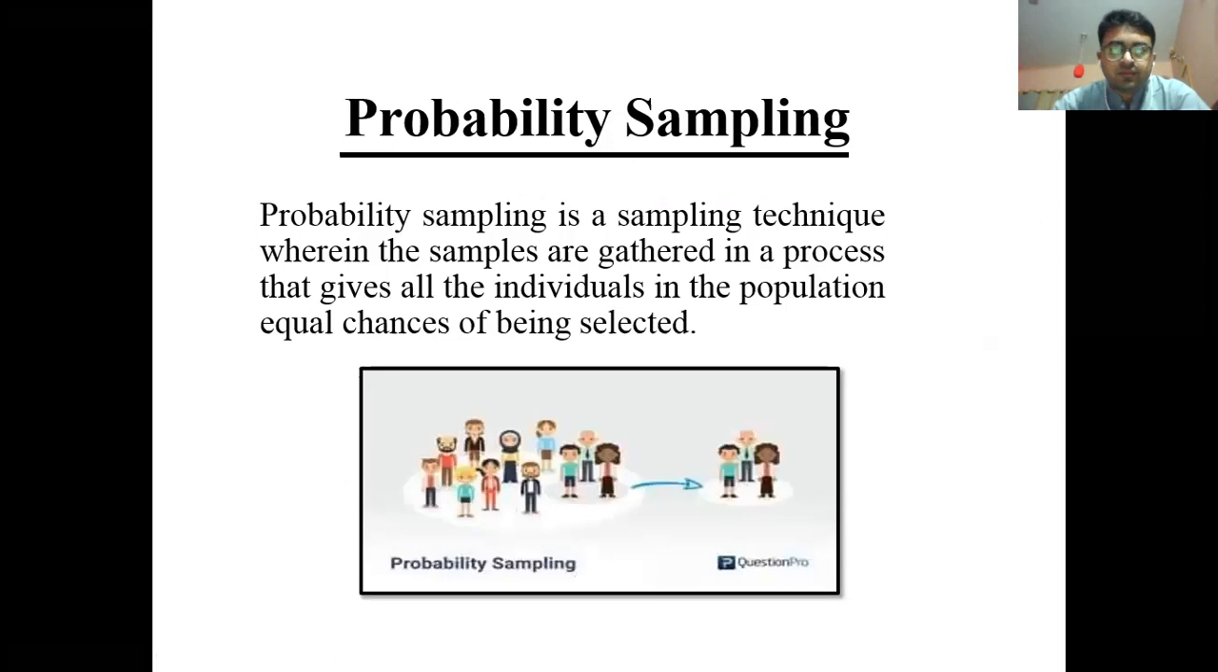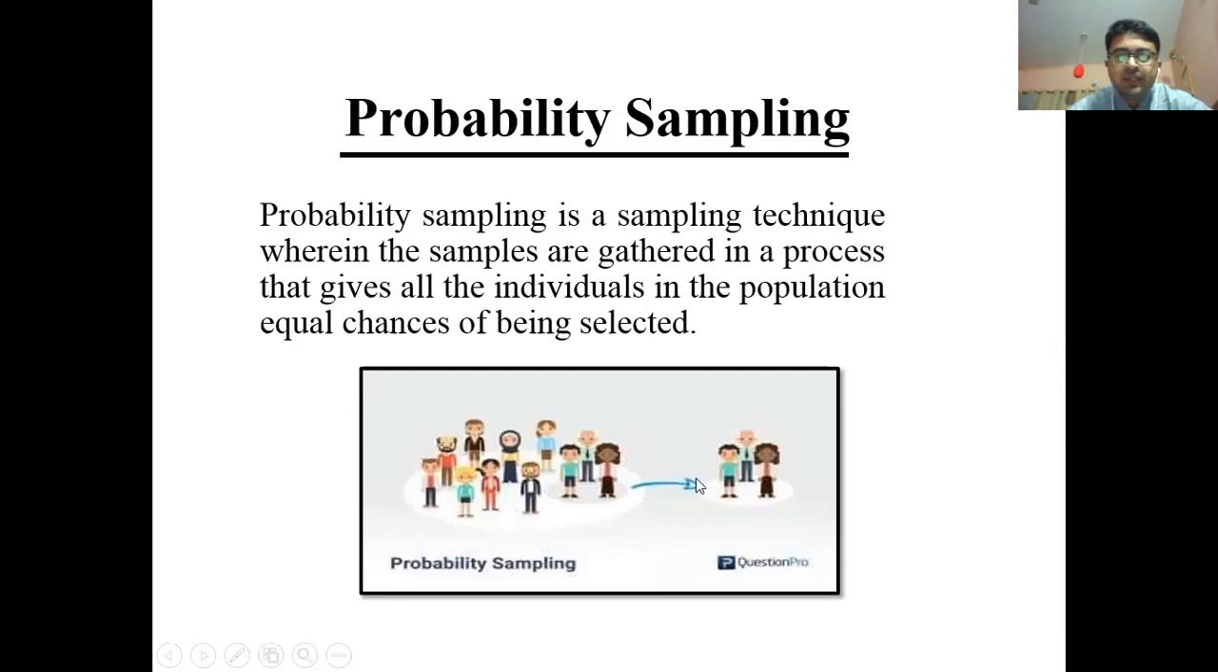Okay, now what is basically the probability sample? Actually, here you can see the definition. Probability sampling is a sampling technique where the samples are gathered in a process that gives all the individuals in the population an equal chance of being selected. Here in the example, you can see the whole people. This is the population. And when we go for the sample, we will choose randomly. In probability, there is a chance. So every individual in the population has equal chances of occurrence. So this is basically the probability sample.